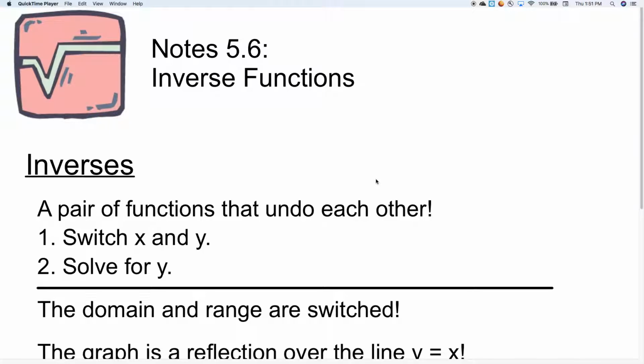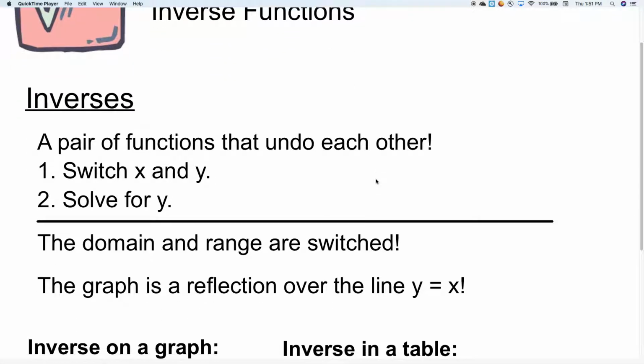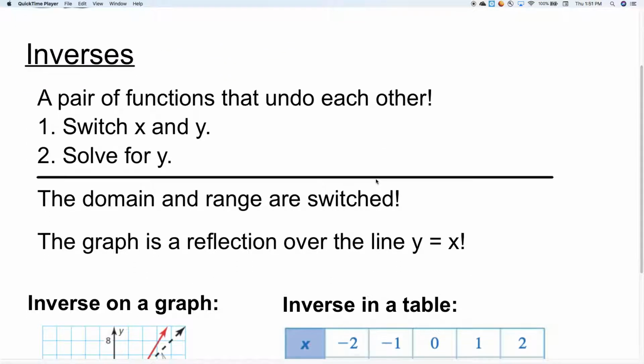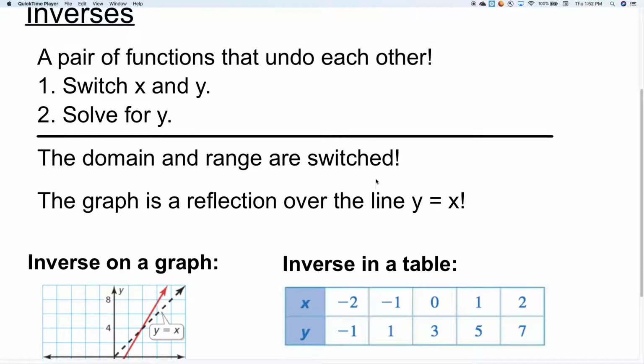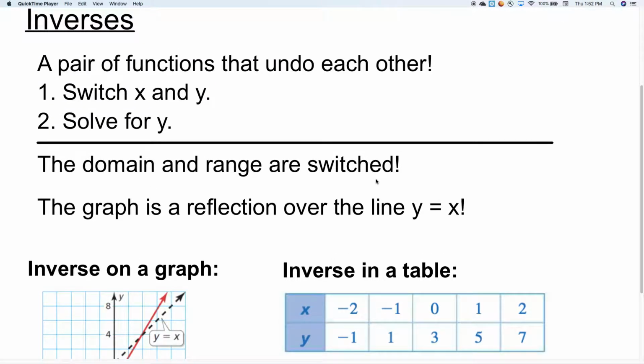Although we'll talk about tomorrow, you can sometimes have inverse functions and sometimes you can have inverses that are not functions. So we'll go more into depth with that tomorrow. But we want to talk about this fact. So the inverses are functions that undo each other.